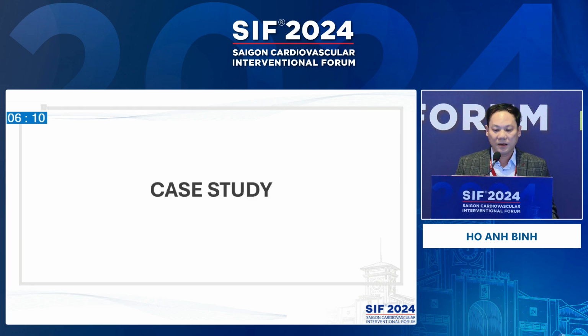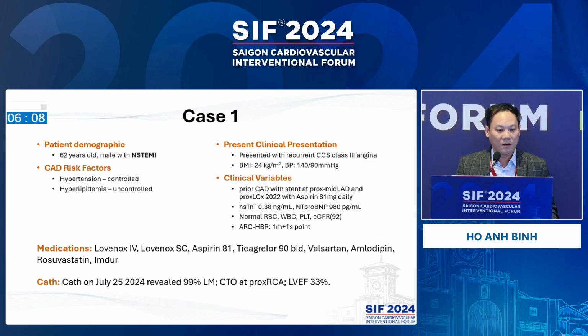This is my case study. A 62 year old male with non-STEMI. He has controlled hypertension and uncontrolled hyperlipidemia. He presents with recurrent angina class 3, and he had prior DES stents at the proximal mid-LAD and proximal LCX in 2022.